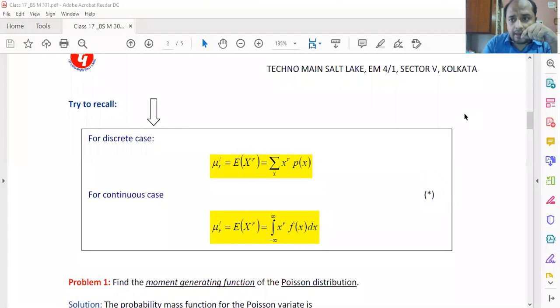Now, I shall ask all of you to note down this particular formula in your copy right now, because I'm going to scroll down.